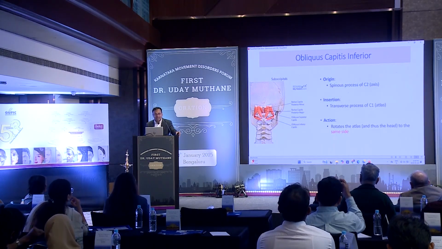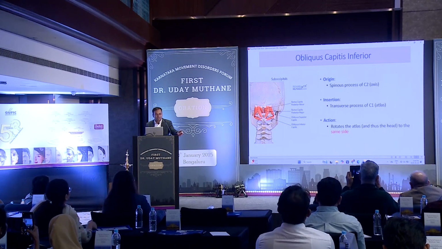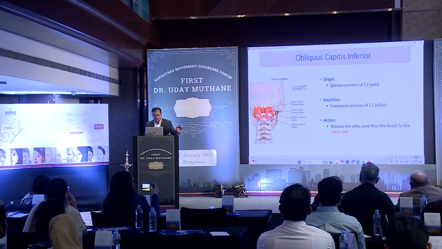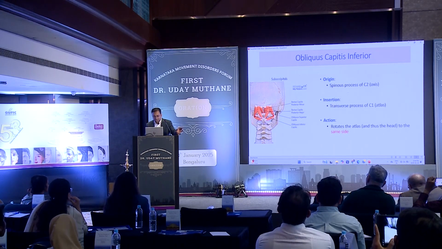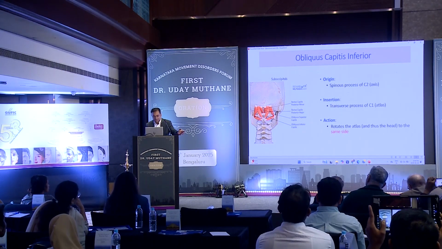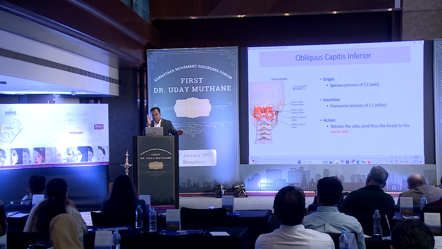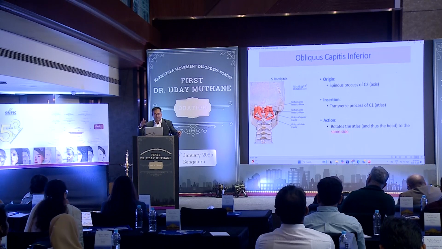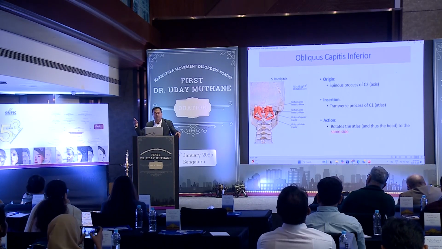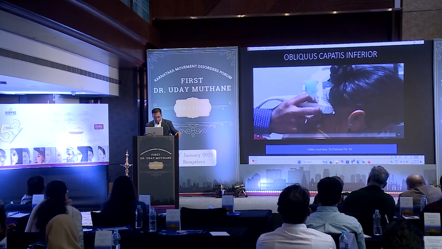So the next thing, as I discussed earlier, the obliquus capitis inferior is one of the newest muscles which we have started to inject. It's a very small muscle. It originates from the spinous process of C2 and inserts on the transverse process of C1. It rotates the neck to the same side like this. So first, start with the larger primary muscles, look at whether it is improving, and increase the dose. If it is not improving, go for the smaller muscles later on. So this is the OCI.